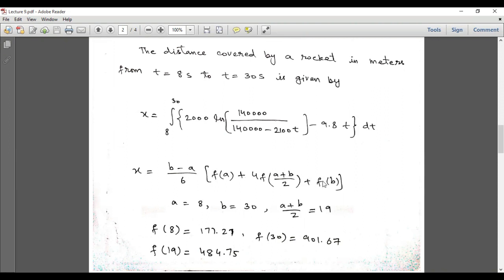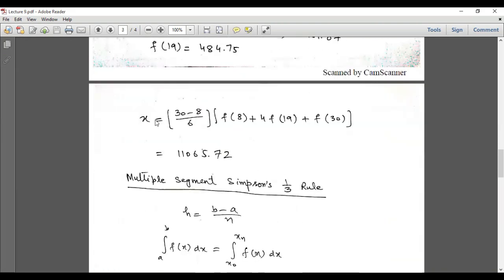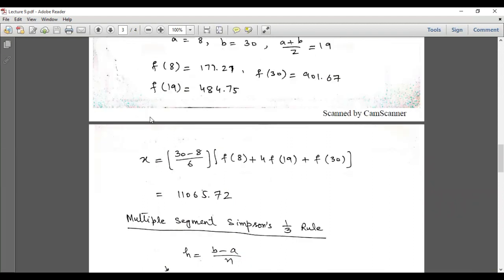x is equal to this expression, and we have the lower limit a equal to 8, b equal to 30, and a plus b by 2 is equal to 19. So let's evaluate the value of the function at these 3 points. So this is f of 8, this is f of 30, and this is f of 19. Put these values in this expression, and this is what we have obtained at the end. So x will be equal to 11065.72.